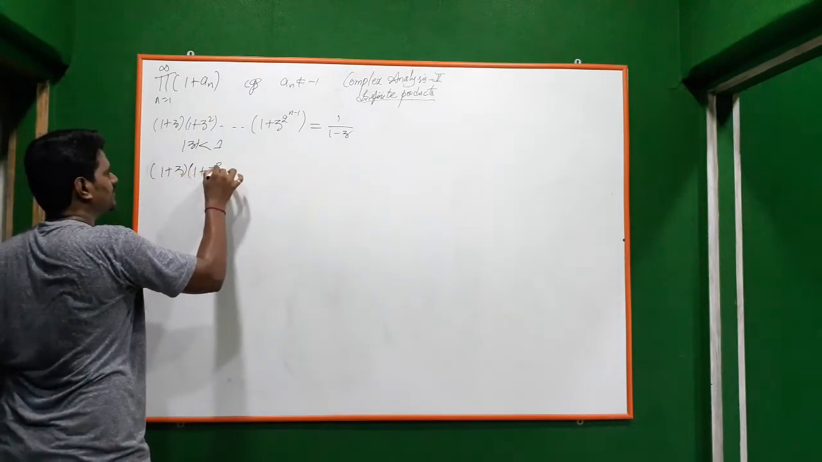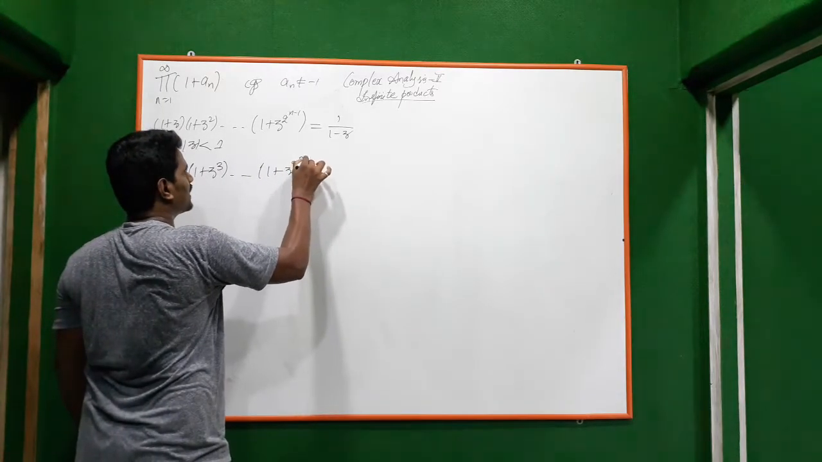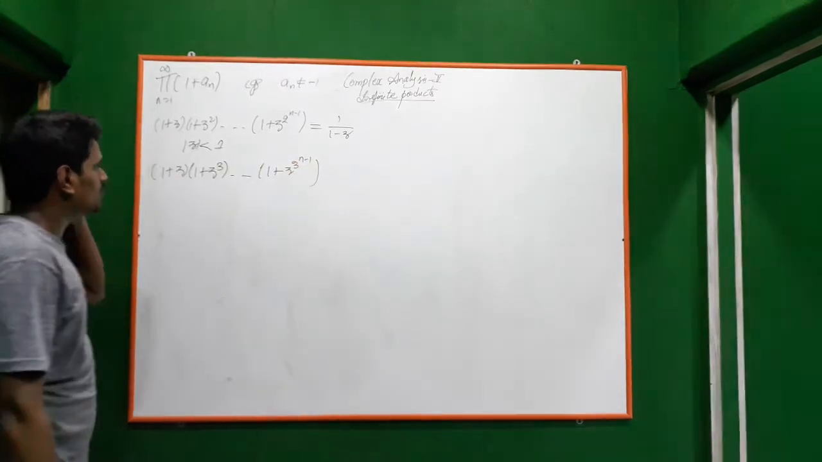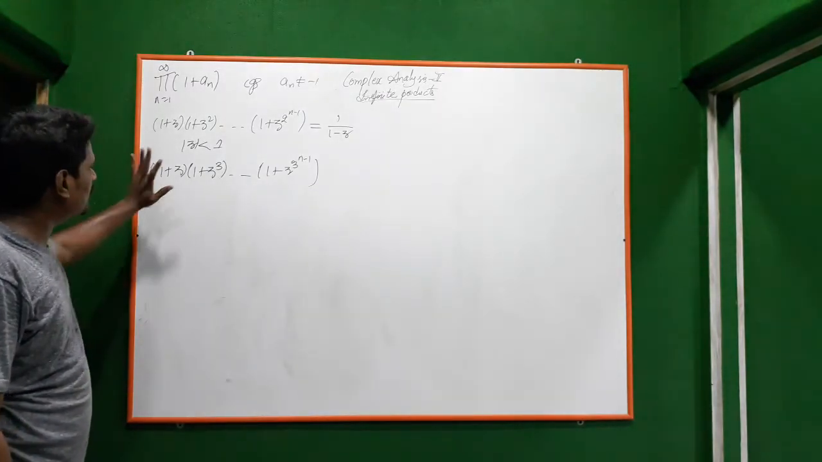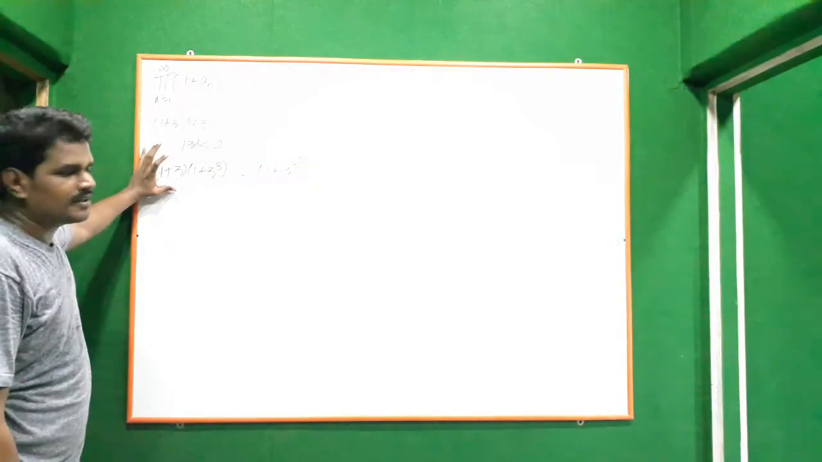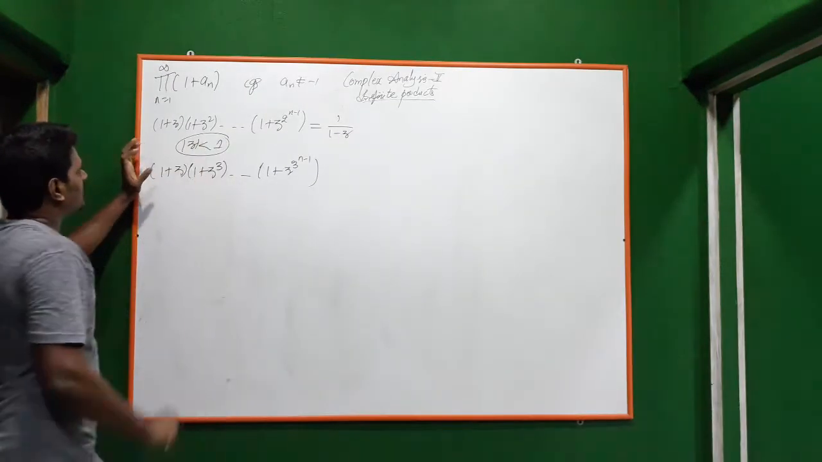3 powers, 1 plus z to the power 3 power n minus 1. This is quite a difficult, lengthy process. So what you can do is just prove the convergence of this. Give the interval, meaning give the neighborhood where it will converge.